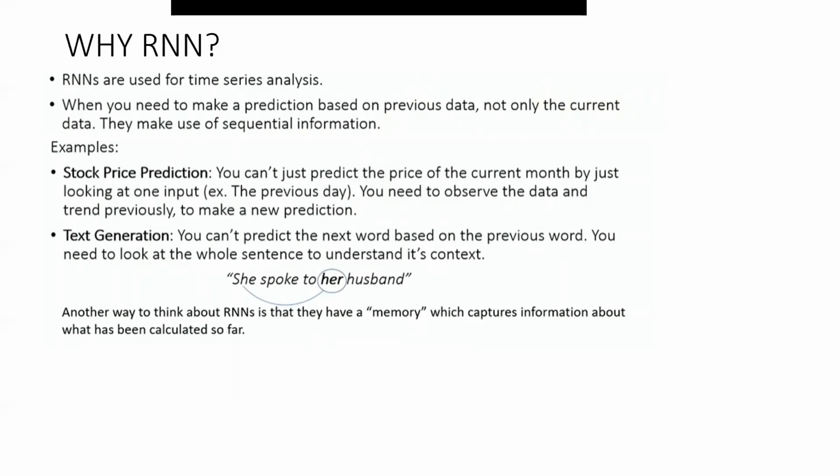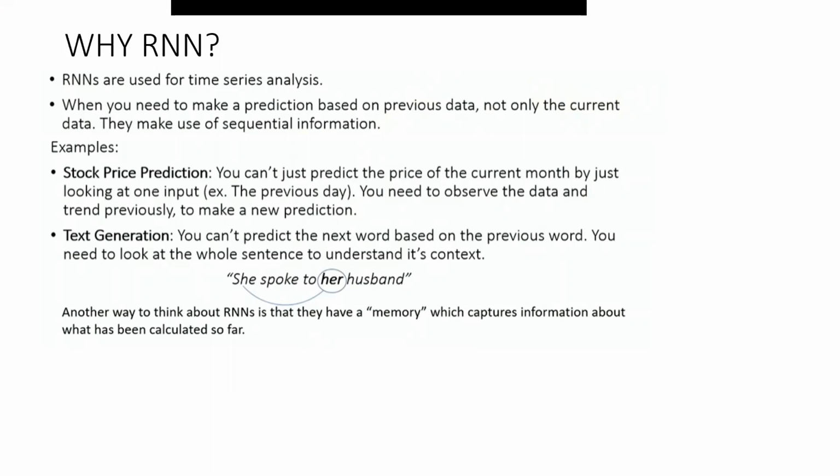You need to see the trend, you need to see the seasonality. There might be a scenario that at the time of Christmas or in a festival season my stock price goes up, or at the time of some recession my stock price goes down. So we need to see the seasonality as well as the trend, right? To make a new prediction, it depends upon the series of previous inputs, and only then can we predict it. Let's take another example of text generation.